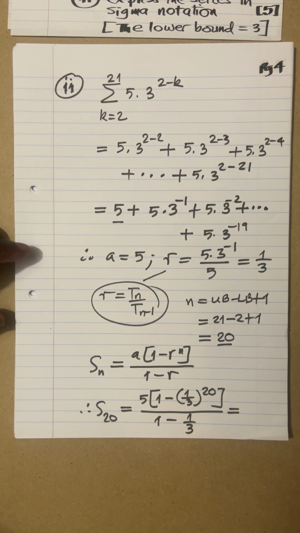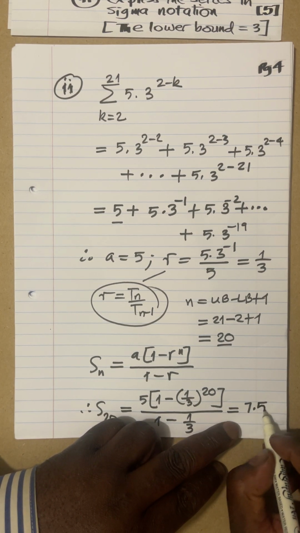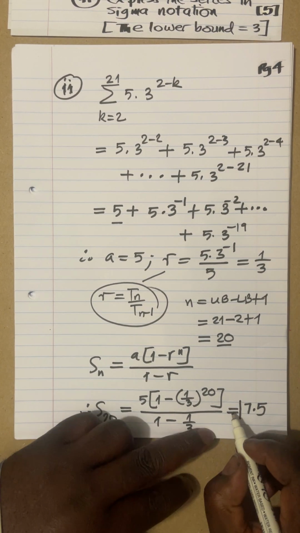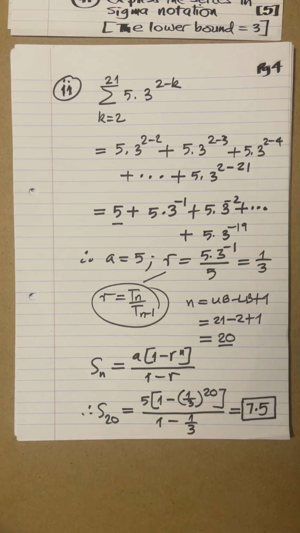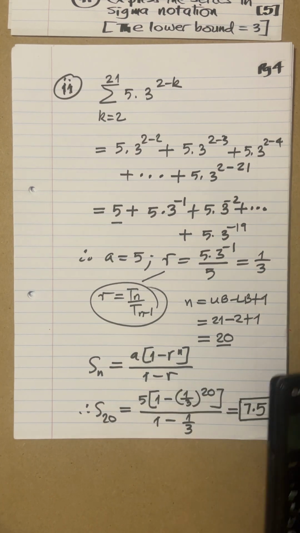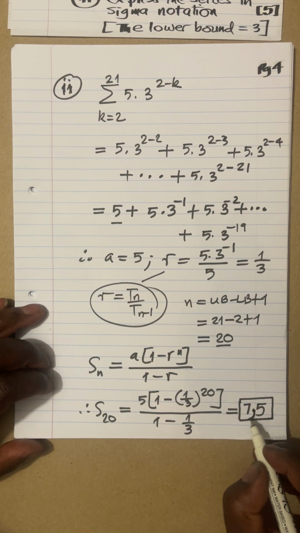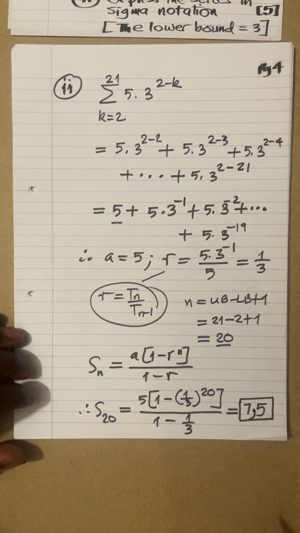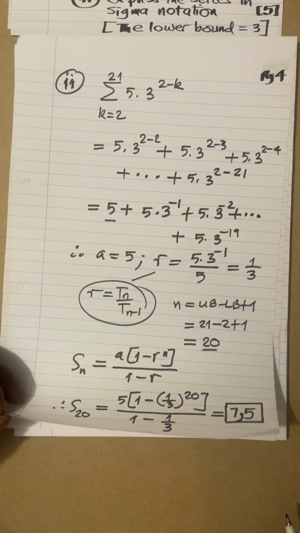7.499999, which can be rounded off to 7.5 basically. So this is approximately 7.5, rounding it off to 1 decimal place. So that's our solution. The comma that we use in South Africa in high school, it will be that one. At university, obviously, it's a dot. So just take note of that.